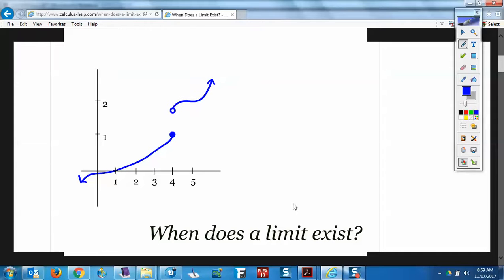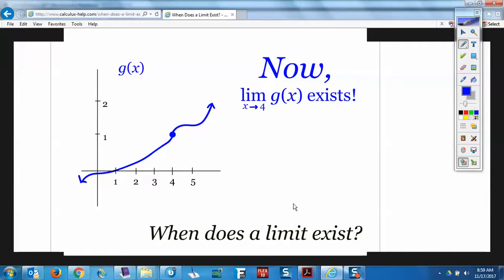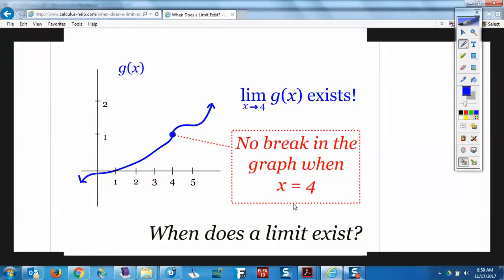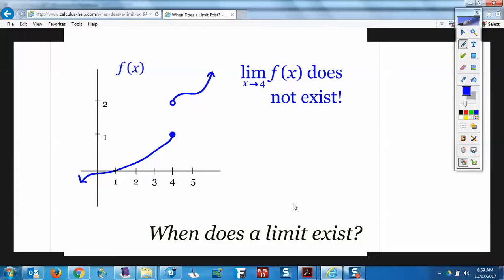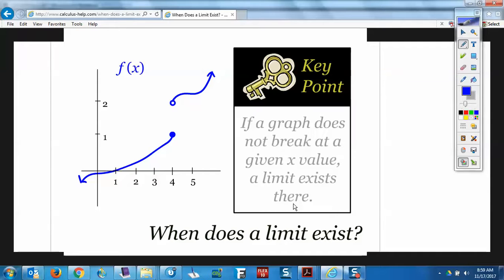Now let's change this function just a little bit. This new function, we'll call g of x, does possess a limit. Can you see why that's the case? It's because the function no longer has a break at 4. Now, there's something to be said here. The previous function did not have a limit at 4. It did have a limit at many other points. For example, a limit existed at 1, at 2, at 5, at 0. All these x values showed locations where the graph did not break. In essence, a graph will not possess a limit if it breaks at the given x value. That's why our new function does possess a limit at x equals 4.